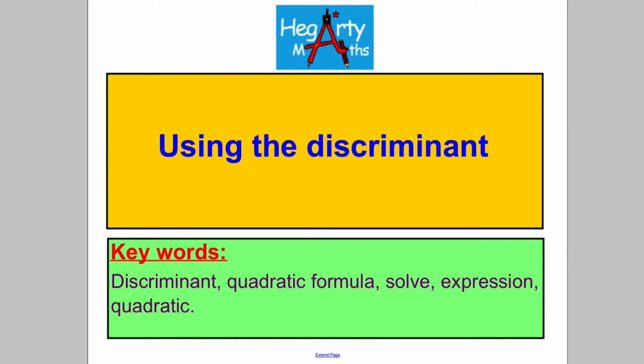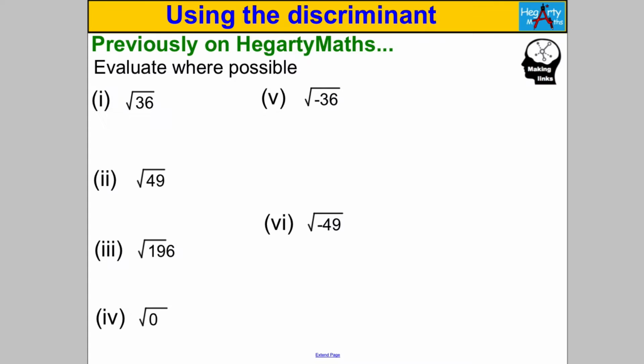It's Mr. Hegarty here, and in this video I'm talking about using the discriminant when solving quadratic equations. Okay, let's start off with a little bit of work on something we previously know. This is a skill I'm going to need for you. Could you please evaluate the following where possible?